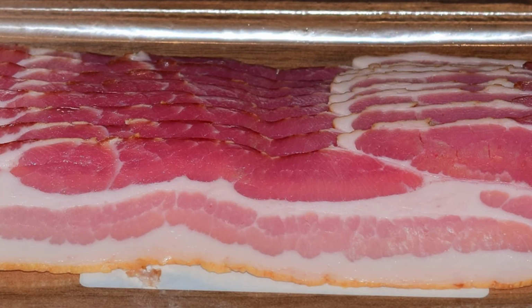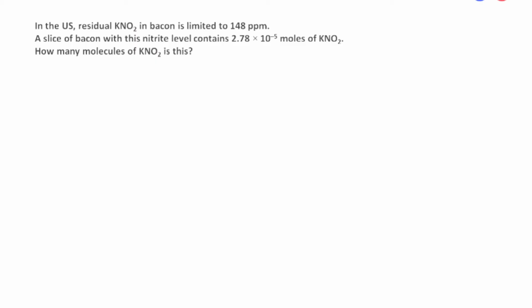Sodium nitrite and potassium nitrite are used as curing agents in processed meats. Why? Importantly, to prevent microbial growth. Aesthetically, to give processed meat its pink color. Otherwise, it would look kind of an icky gray. The U.S. limits the amount of residual nitrites in cured meats because of the potential health effects resulting from the formation of nitrosamine compounds. In the U.S., residual potassium nitrite in bacon is limited to 148 parts per million.